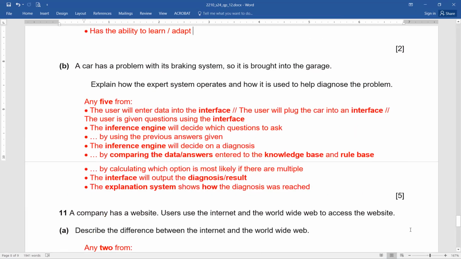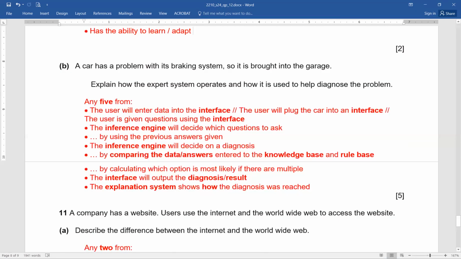Any 5 from: the user will enter data into the interface. Now, you just recall it, expert system, by the way. How is it operating? Definitely, they're not asking about the storage right now, but they're asking how it operates. So once the user is going to enter the data into the interface, what will happen next? The inference engine will decide which questions to ask.